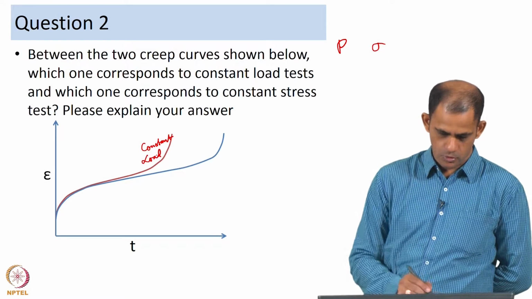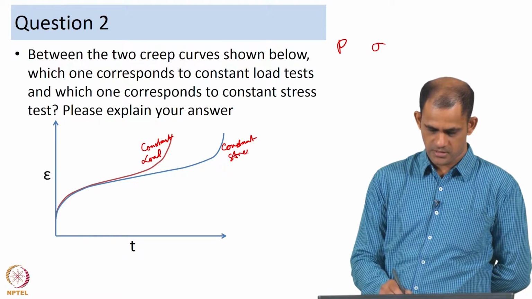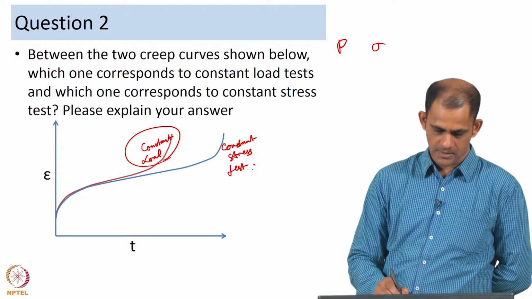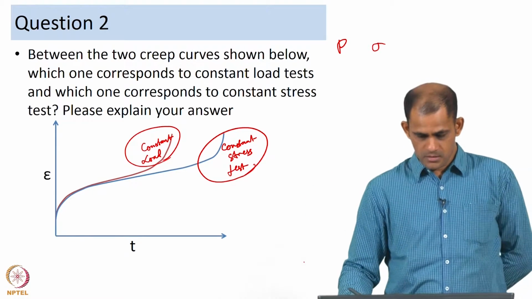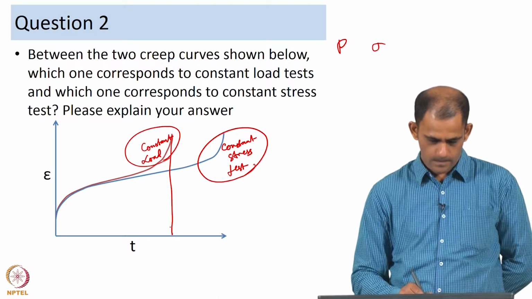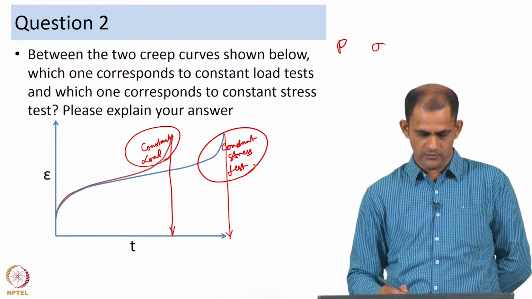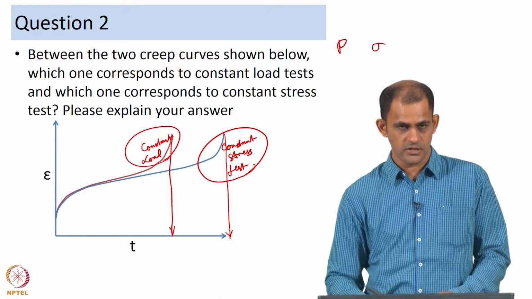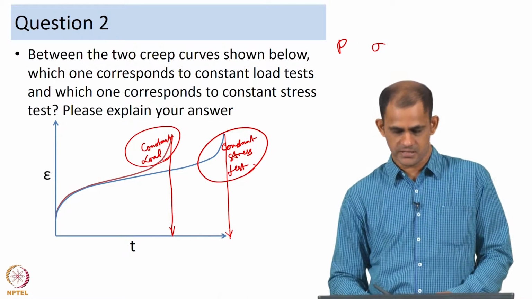So, the answer to the question is, this is a constant load test and this is a constant stress test. The creep curve here corresponds to constant load, and the creep curve here corresponds to constant stress. The time to failure in a constant load test will be lower compared to the time to failure in a constant stress test, and also the material reaches the tertiary creep regime faster in a constant load test compared to a constant stress test.